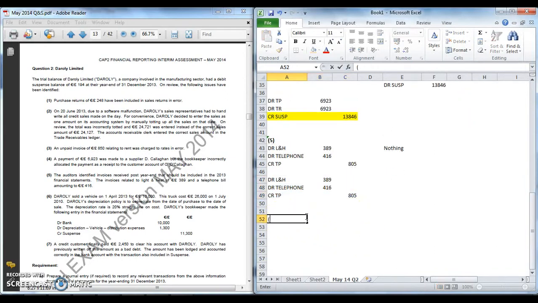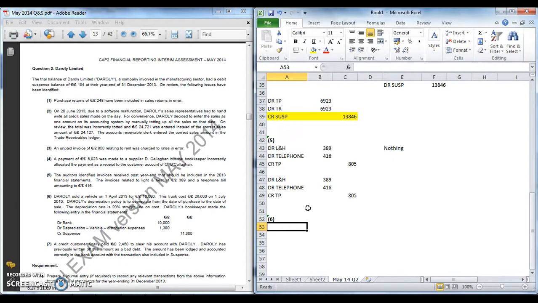Next one we're looking at now is part 6. This is a longer one which is pretty involved in terms of a disposal of an asset. So you're told, Darrell sold a vehicle on the 1st of April, so when you're looking at financial reporting questions, always watch for the dates, for 10 grand.